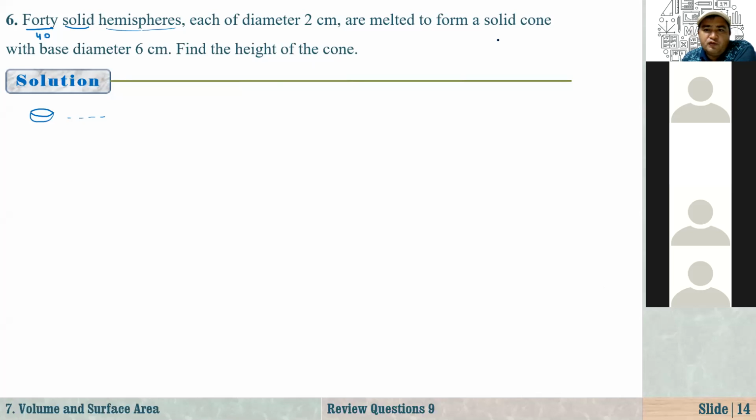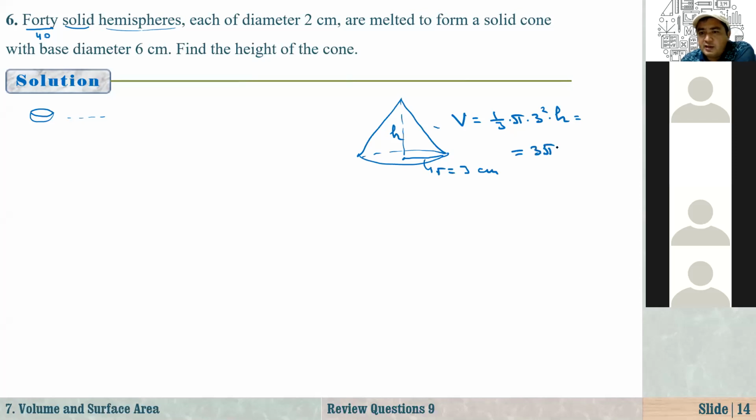So it says they are melted to form a solid cone with base diameter 6 centimeters, right? That means we are talking about this one, and melting this, we form this kind of cone. The base diameter is 6 centimeters, so the radius is 3 centimeters. We need to find the height. The volume of this cone is 1/3 times pi times r squared, that is 3 squared, times h. Simplifying, 9/3 is 3, so 3 pi h.